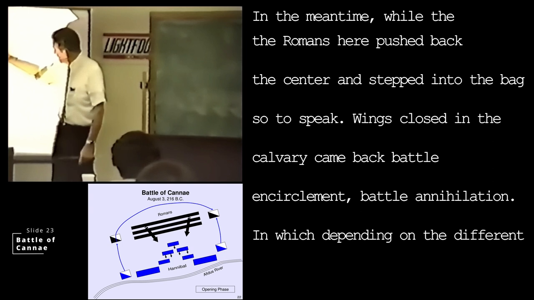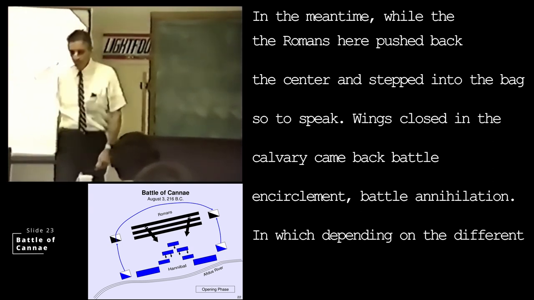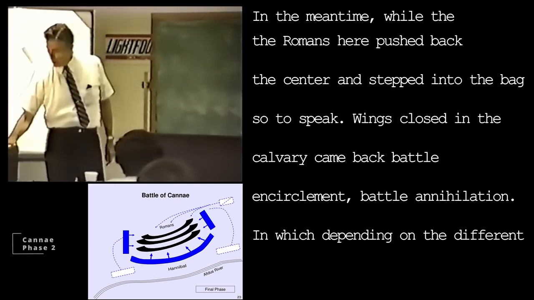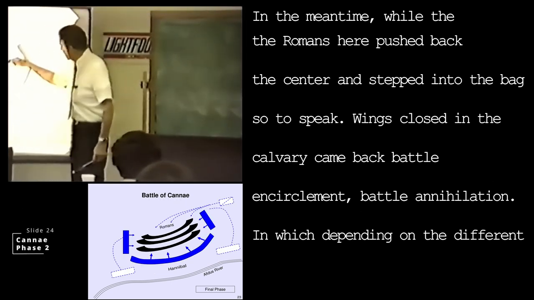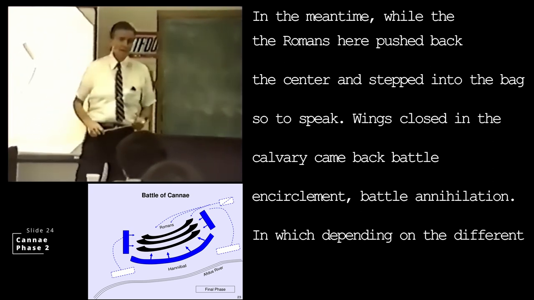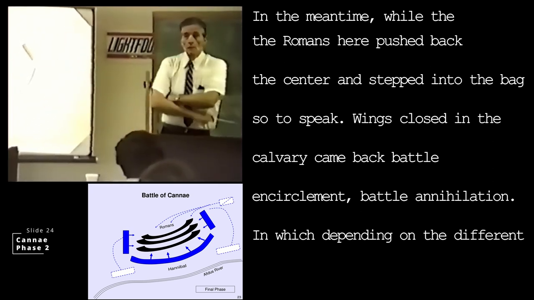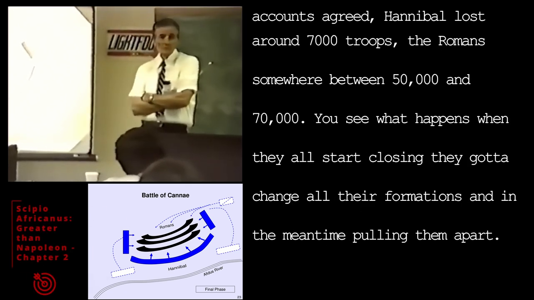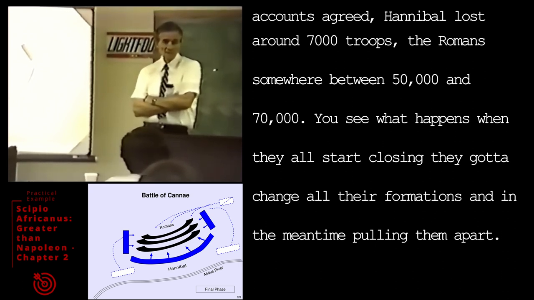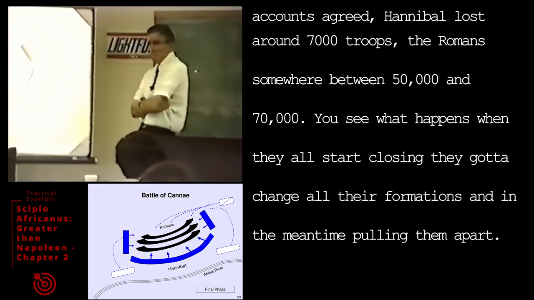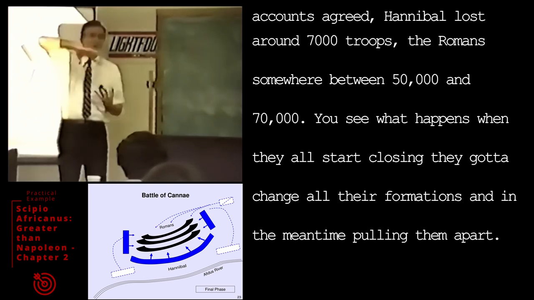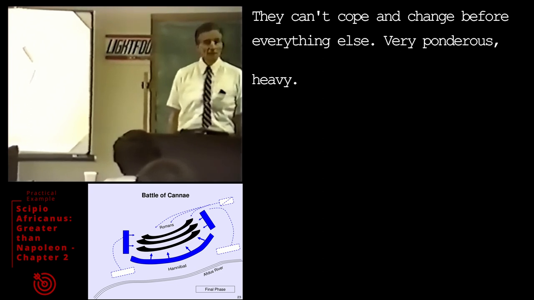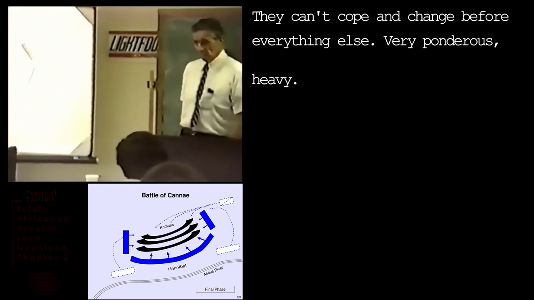In the meantime, the Romans here pushed back the center and stepped into the bag, so to speak. The center, the wings closed in, the cavalry came back: battle of encirclement, battle of annihilation. Depending upon the different accounts you read, Hannibal lost around 7,000 troops, the Romans somewhere between 50,000 and 70,000. You can see what happened when they all start closing in, they have to change all their formations, in the meantime being pulled apart. They can't cope. They have to change front and everything else. Very ponderous and heavy fighting.